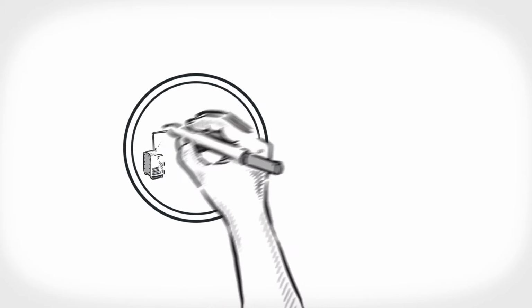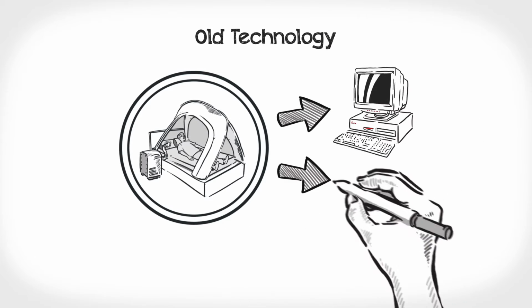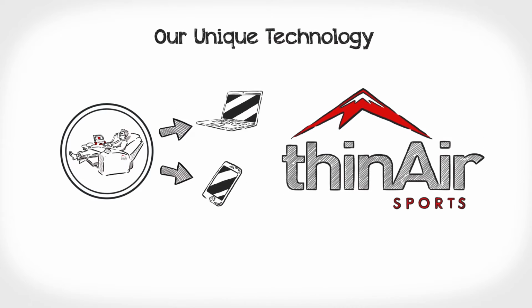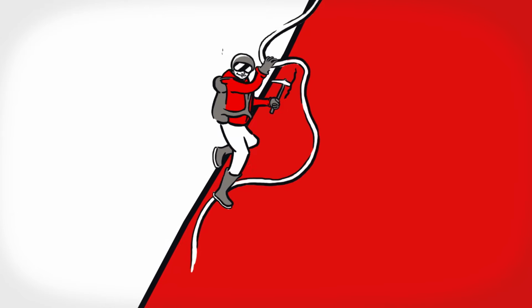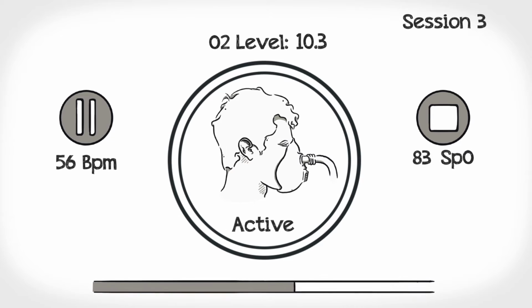Old forms of altitude training include altitude chambers and tents. These deliver a one-size-fits-all program with many non-responders to this. At thinAir Sports, we have a unique system that adapts the altitude levels to you by using a pulse ox attached to you to constantly read and respond to your vital signs.